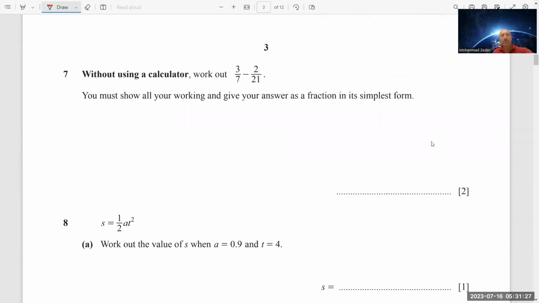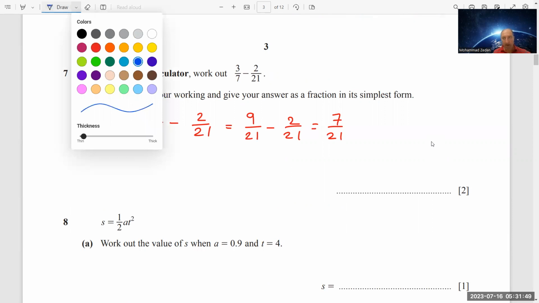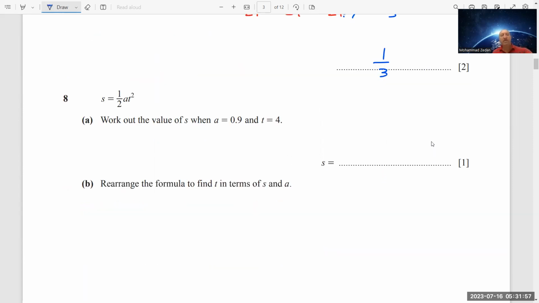Next one, without using calculators, subtract. I just write 3 over 7 minus 2 over 21. 21 divided by 7 is 3, just multiply this by 3, up and down. So you have 9 over 21 minus 2 over 21. The answer is 7 over 21. Now after that, by dividing up and down by 7 to simplify the fraction, you will get 1 over 3. Final answer now, 1/3.